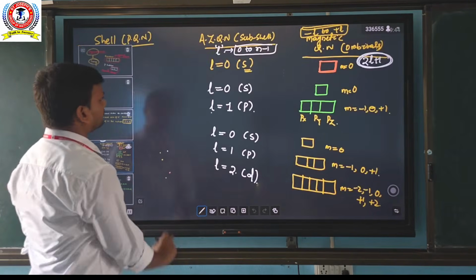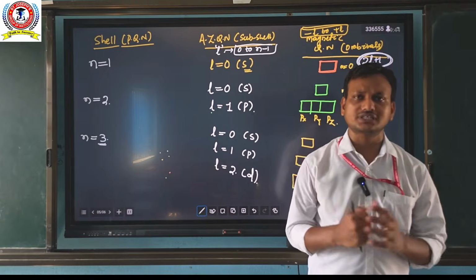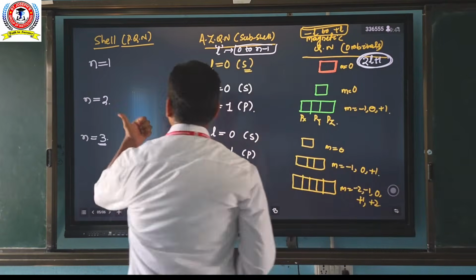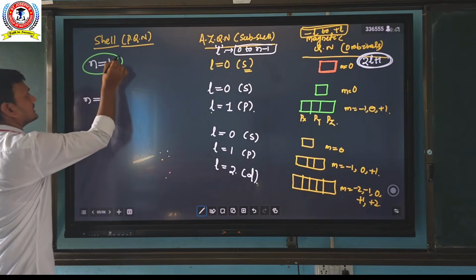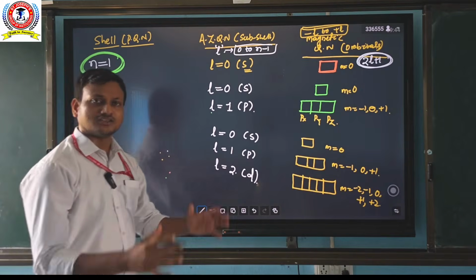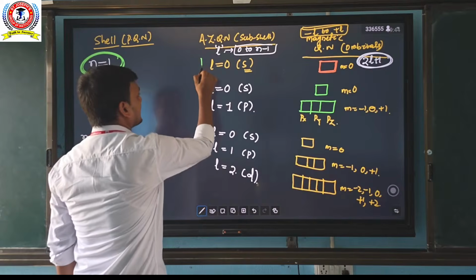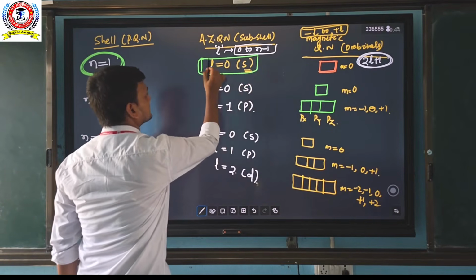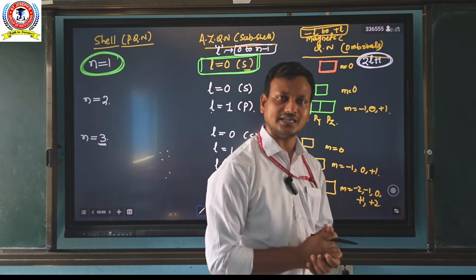I want to give you the most interesting point or most interesting concept. Students, please focus on the board. Here the value of n is equal to 1, and the orbital is present in the first cell. The subcell is present in the first cell. This is your S subcell.